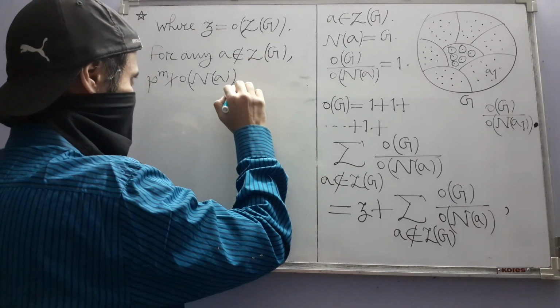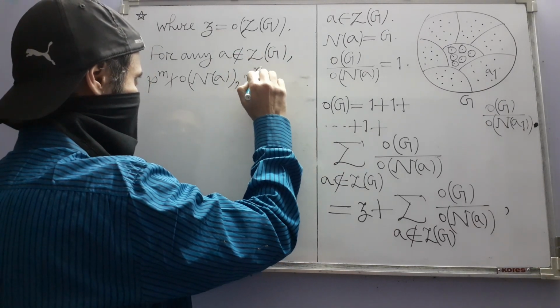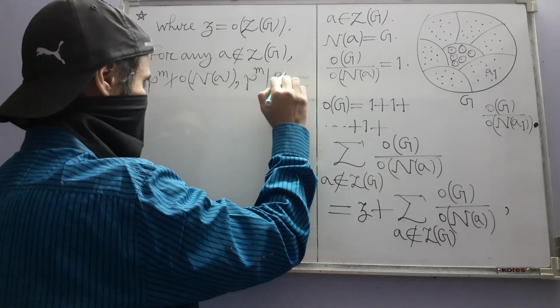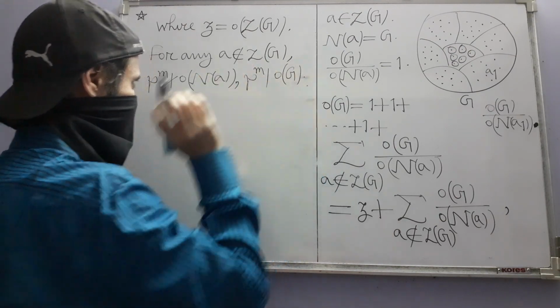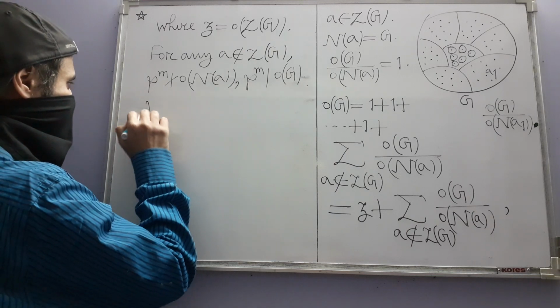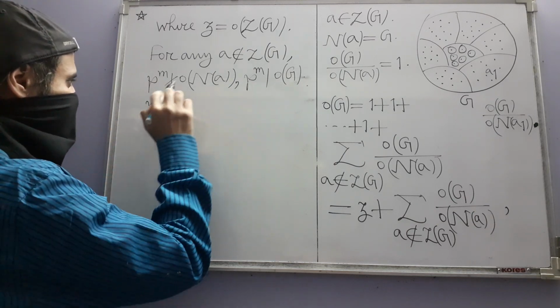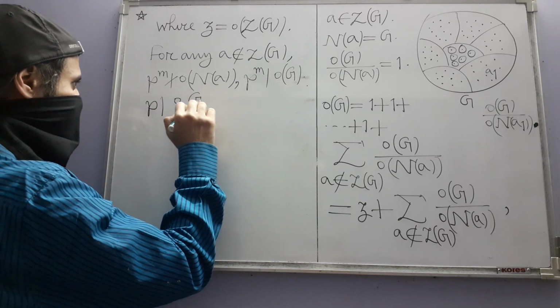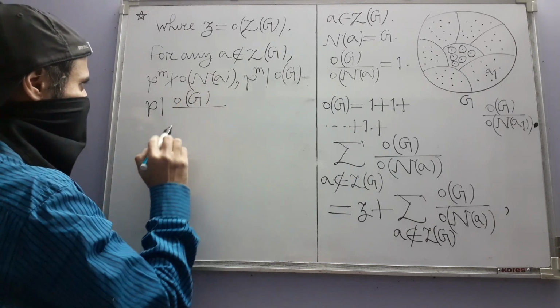However, the order of G itself is of course divisible by this. Okay. And from this one can easily conclude that p has to divide this.